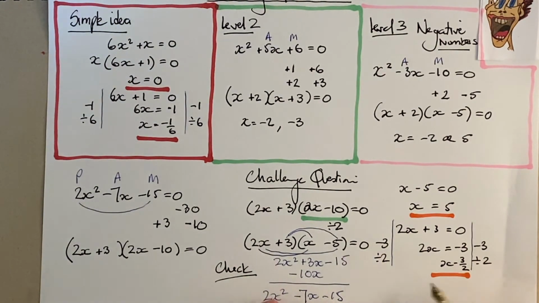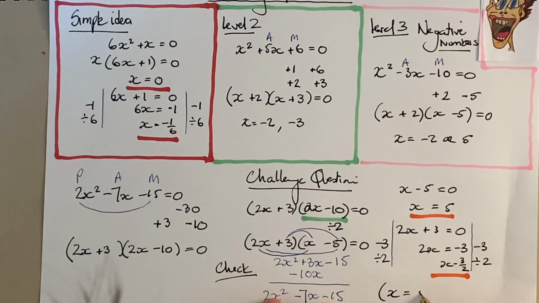It's a bit odd there, doesn't it? So let's write them out again. It's either that x equals 5 or minus 3 over 2.